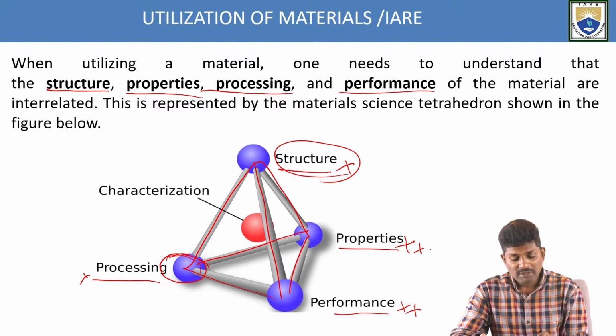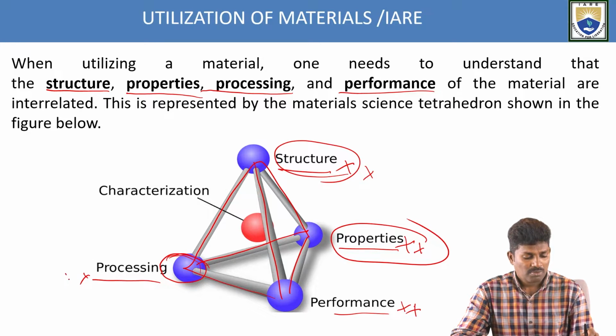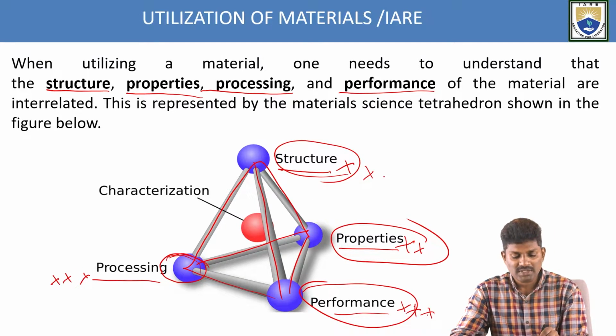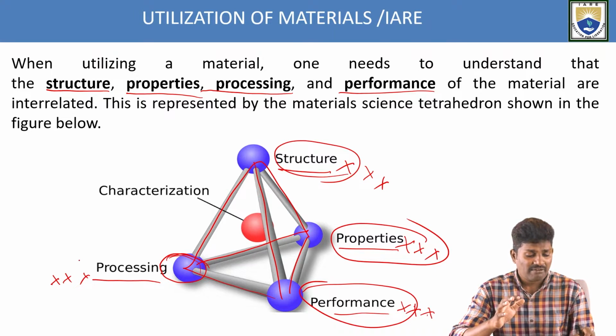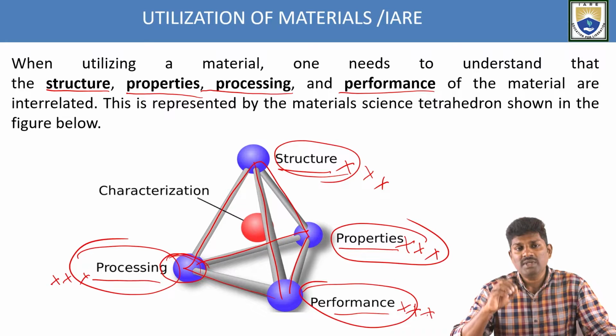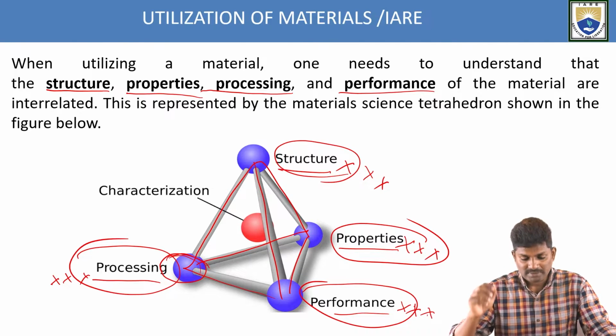Again, if the properties are varying here, what is happening? The structure will change, processing will change and the performance will change. Again, if the performance is being altered, the processing will change, structure will change and properties will change. So like this, every component in the material, the four main core components, are interrelated to each other. So that's why we have to understand the concept of all these four components. Then only we can decide the correct material for the corresponding application.